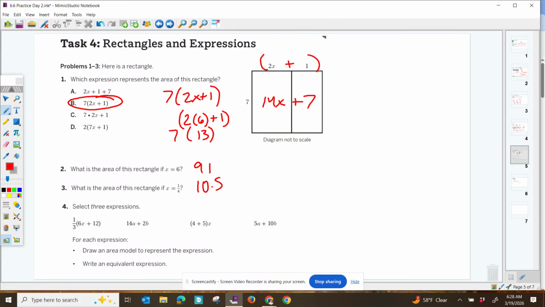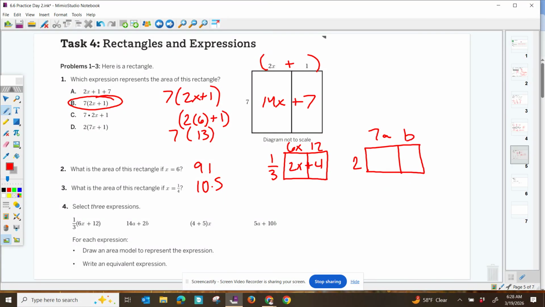10 1/2. Select any 3 equations, draw an area model. So the first one is going to be 1/3, and then I'm going to have something like 6x plus 12. That's the same as 2x plus 4. The next one, 14 and 2a, I get that that's a 2, and I can do 7a and b. That's where I get that 14a plus 2b.